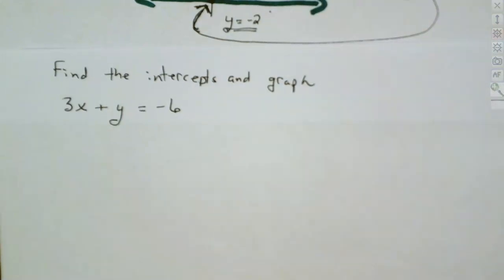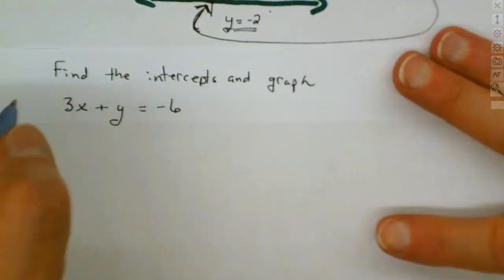These are ordered pairs. We have an x-intercept and a y-intercept. Now, if you have x and y both, that means you have both intercepts. This is going to be a diagonal line. Y lines are horizontal. X lines are vertical. When you have both the x and the y, it's going to be diagonal. And we will have an x-intercept and we will have a y-intercept.